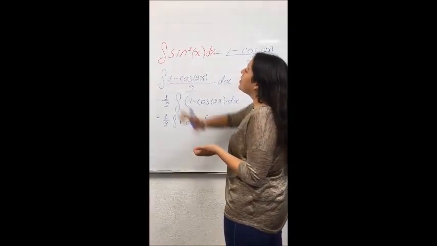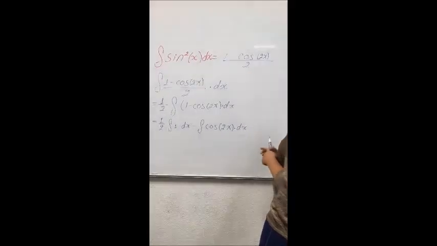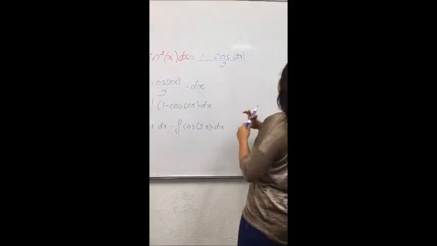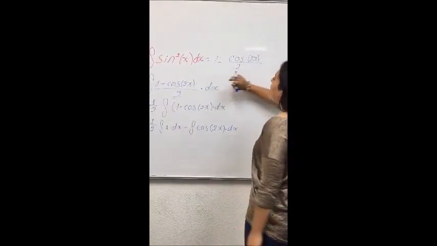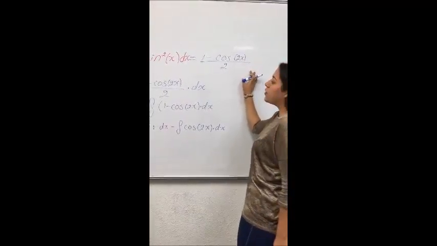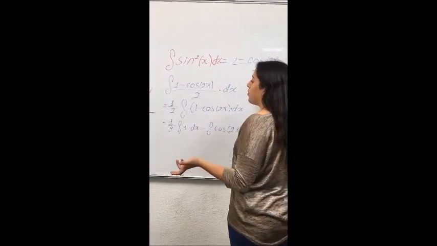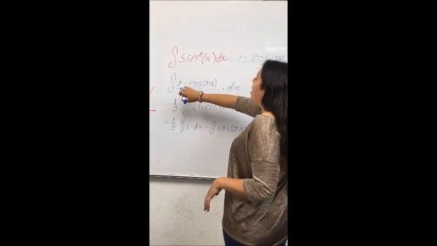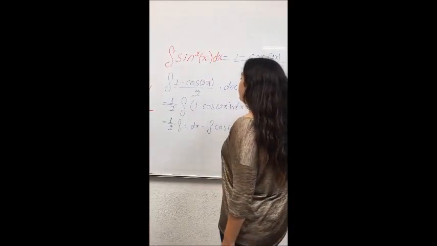Okay, our problem is the integral of sine square of x times dx. So for that, we have to find an identity. We find the trigonometric identity that is (1 minus cosine of 2x) over 2. Once we have that, we can integrate it normally. So we have the integral of (1 minus cosine of 2x) over 2 times dx.